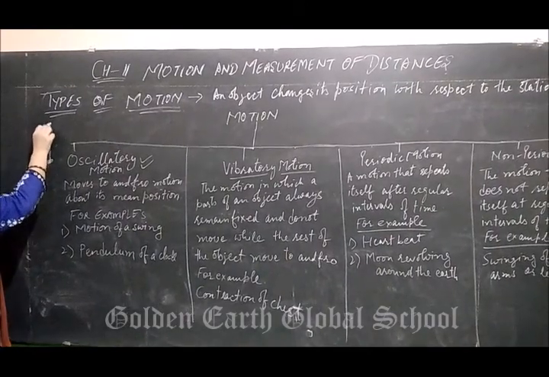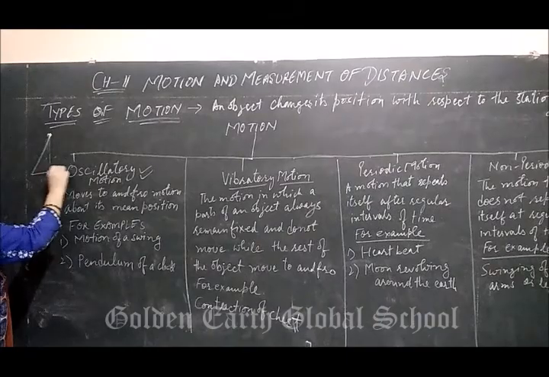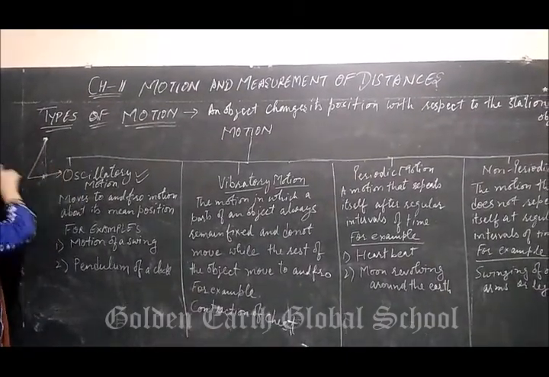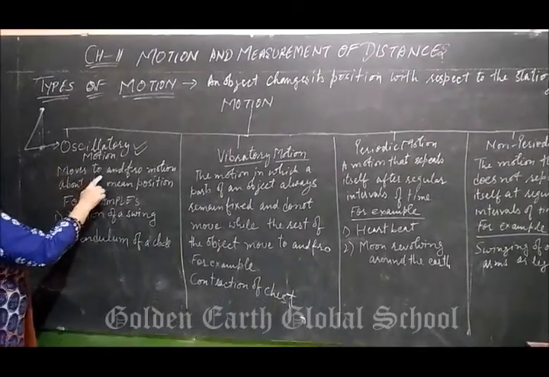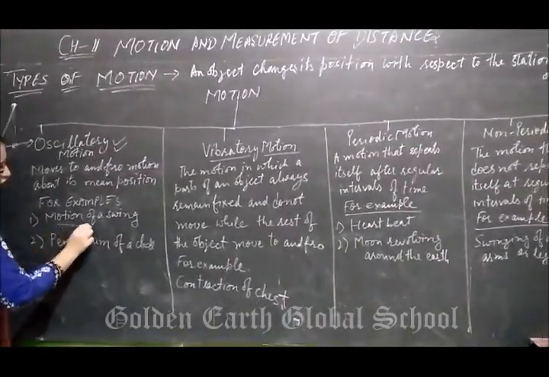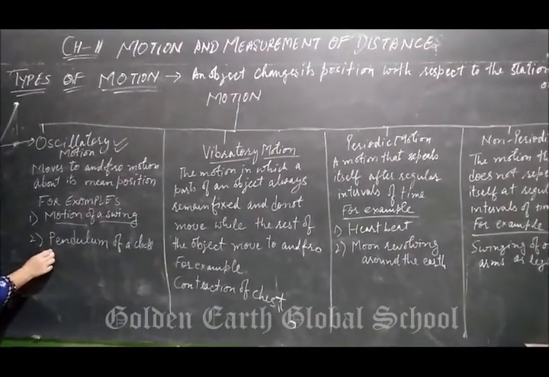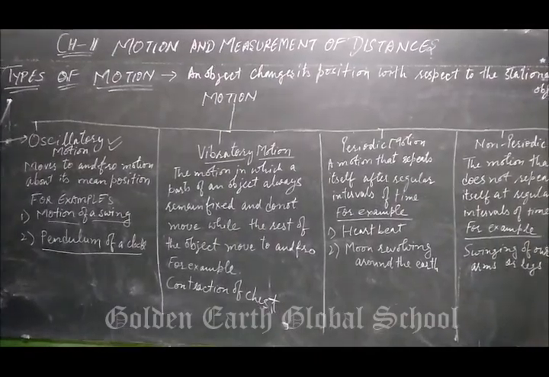It will move from here, this position, like this. Like this. To and fro motion. When an object moves to and fro about its mean position. For example, motion of a swing and the pendulum of a clock are oscillatory motion.